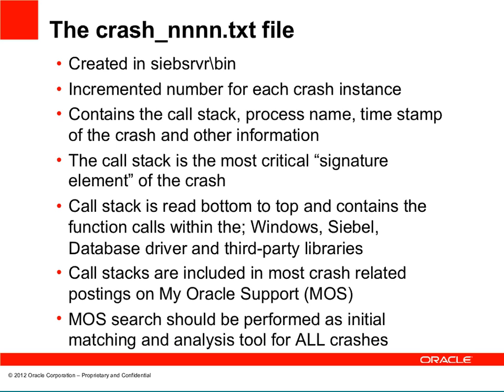Okay, and the crash.txt file, this is in the Siebel server bin directory. It's incremented with each crash, so it's crash underscore and then the number 1 going on to 2 and so on. It contains the call stack, the process name, timestamp of the crash, and other information, but mostly it's the call stack, the process name, and timestamp that we're interested in. The call stack is without any doubt at all the most critical diagnostic element for identifying crashes. This is what we call the signature element for a crash.